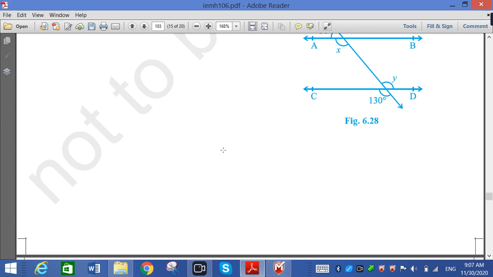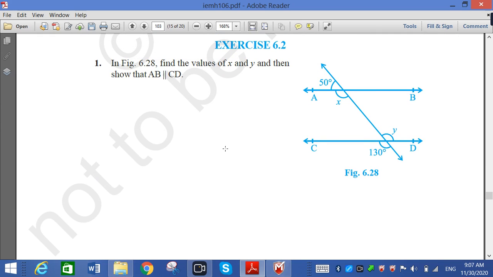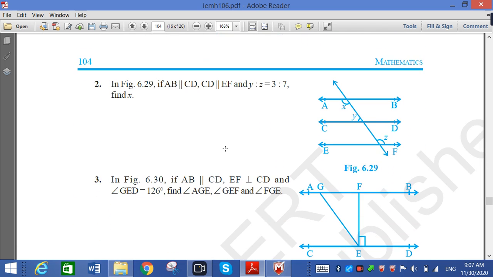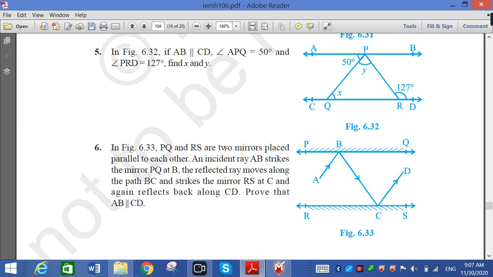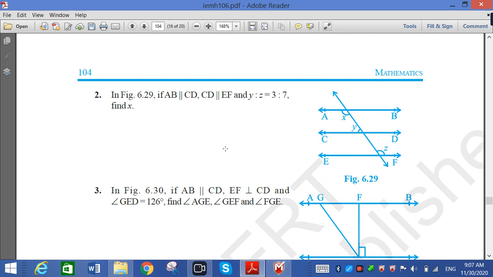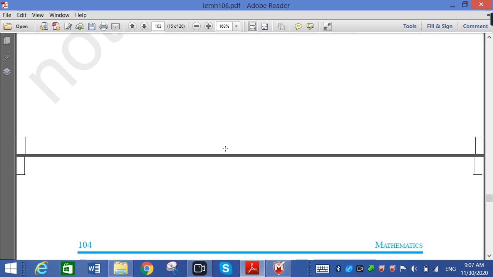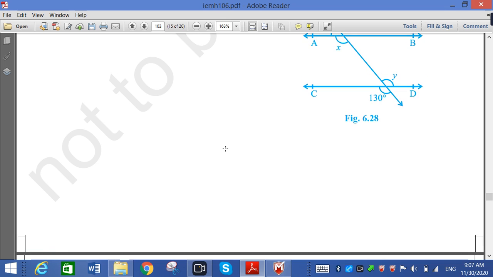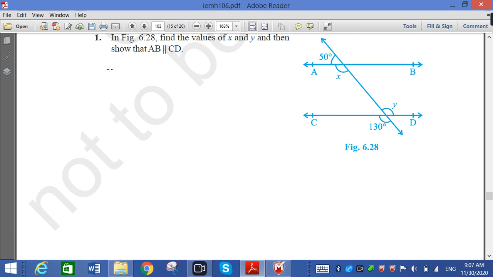Okay, so here question number 1, exercise 6.2. In exercise 6.2 there are questions 1, 2, 3, 4, 5 and 6, but we have to go up to 3. So first we are discussing question number 1. Find, in figure 6.28, the value of x and y, then show that AB is parallel to CD. First we name the points: here it is P, and here it is Q, and here D, and here E.